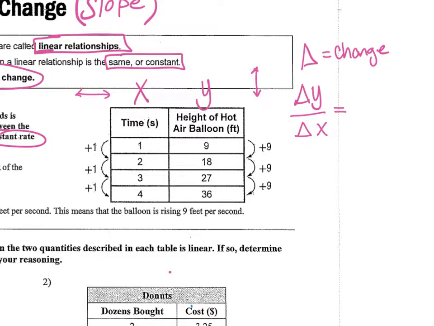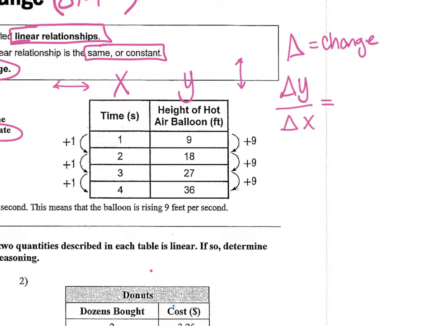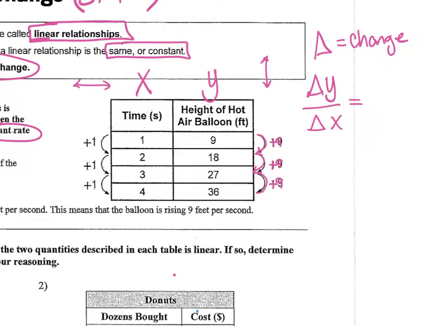So my change in y, that means I'm going to look at my y value, the height of the balloon, and it goes from 9 to 18. So 18 minus 9 is 9, positive 9, so that's why I put plus 9. 27 minus 18, also positive 9, and 27 to 36, also positive 9. So these are all the same, so let's check our x's to see if the change in x is the same. So from 1 to 2, plus 1, 2 to 3, plus 1, 3 to 4, plus 1.